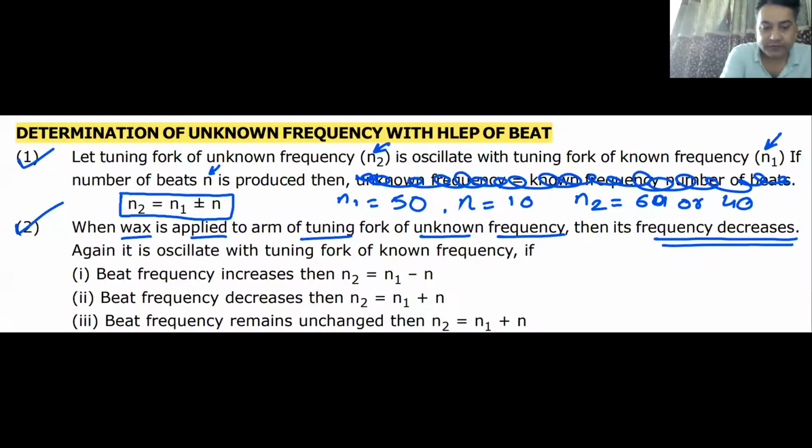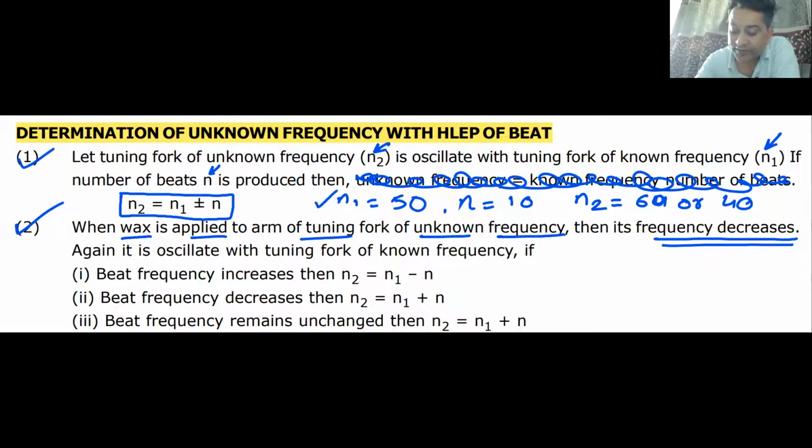What happens if you apply wax to the unknown frequency? Its frequency will decrease. It becomes heavy, its frequency will decrease. That is what you can see on the screen now. I forgot to bring up the screen.